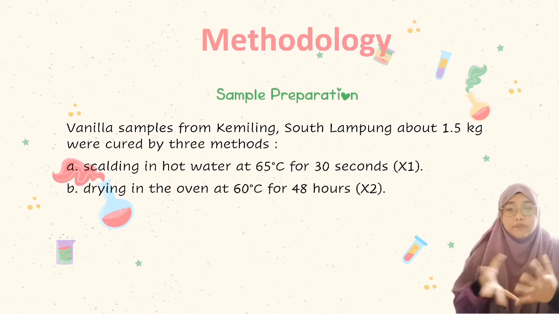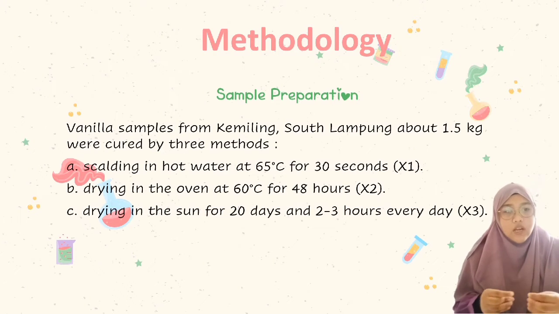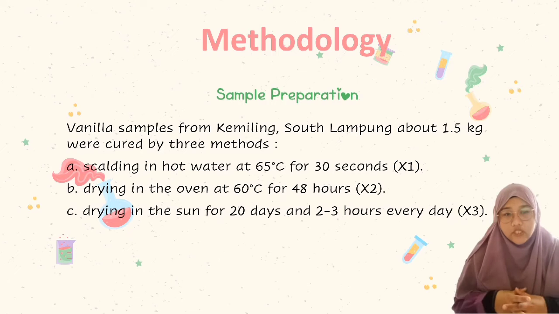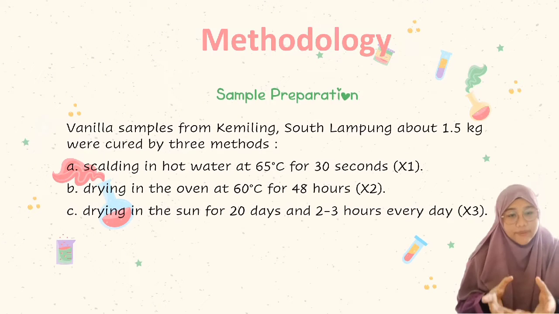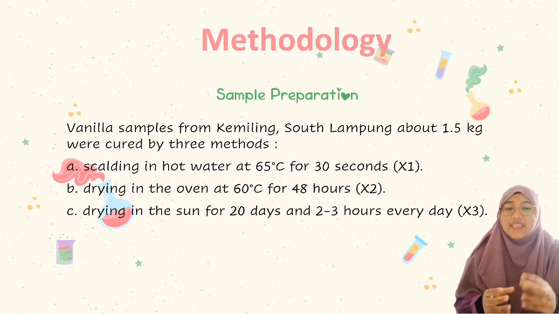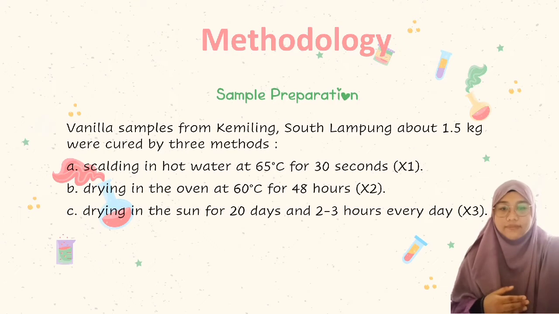Methodology: sample preparation. First, vanilla samples from Kemiling, South Lampung, about 1.5 kg, were cured by 3 methods. First is scalding in hot water at 65 Celsius for 30 seconds. Second, drying in the oven at 16 Celsius for 48 hours. Lastly, drying in the sun for 20 days, 2 to 3 hours every day.